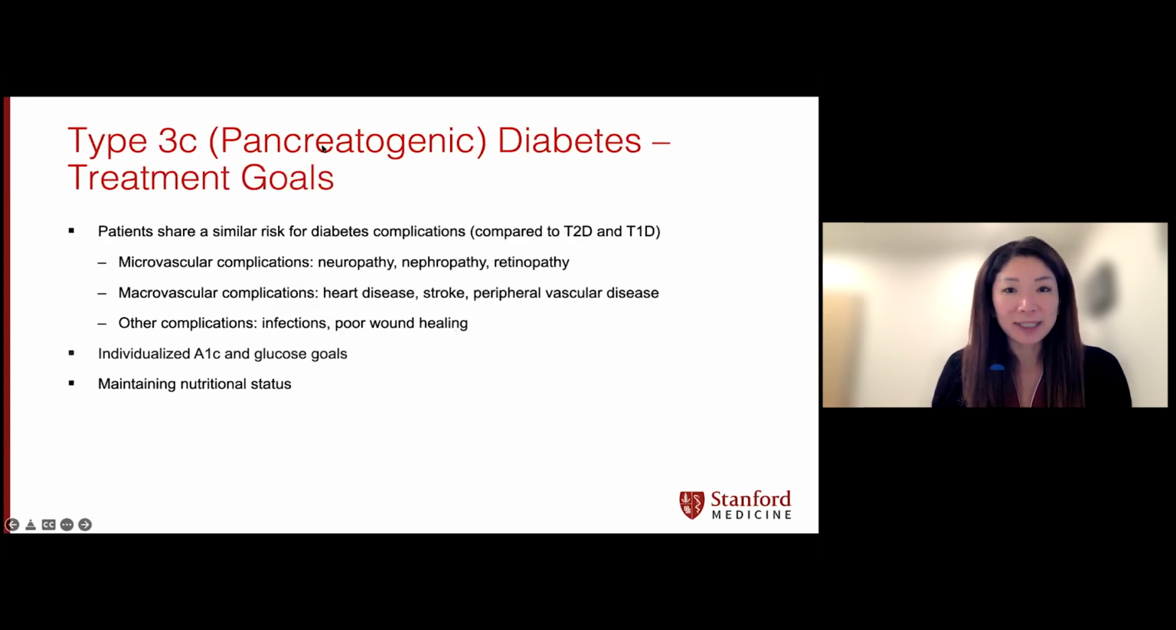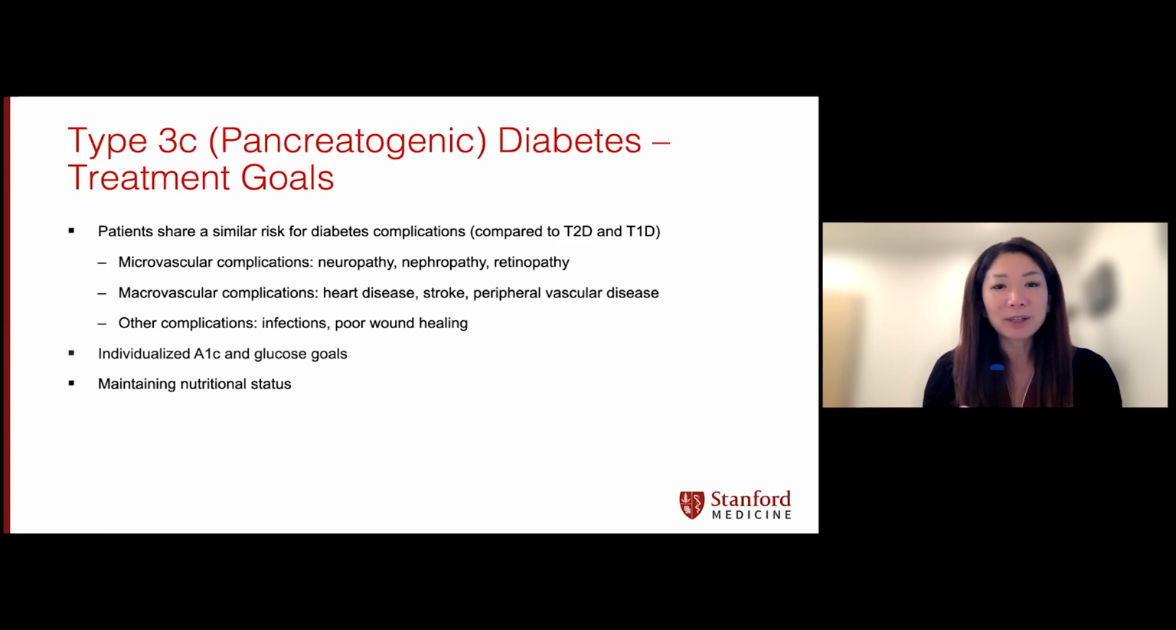How do we treat pancreatogenic diabetes? And what are our goals? So why do we care so much about blood sugar control? You've probably all heard that with type 2 and type 1 diabetes, we worry about diabetes complications. Patients with all types of diabetes and chronic high blood sugars remain at risk for these complications. So whether it's due to MODY or due to transplant diabetes or pancreatogenic diabetes, they share the same risks for diabetes complications.